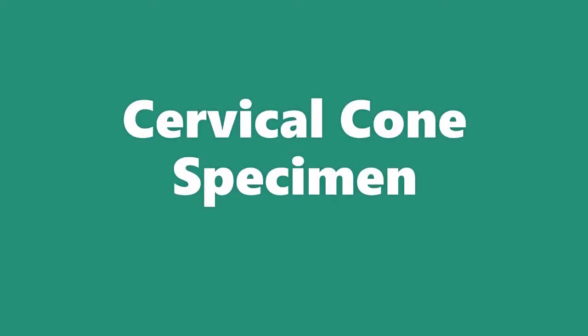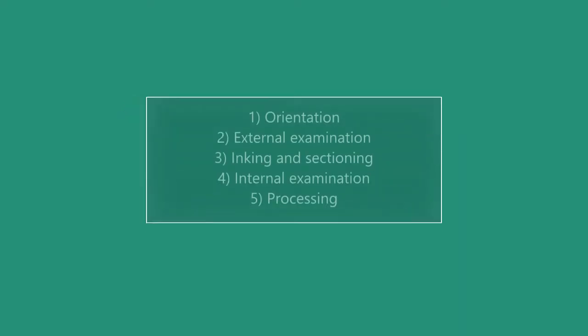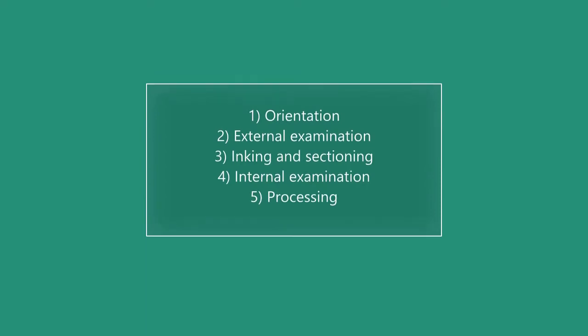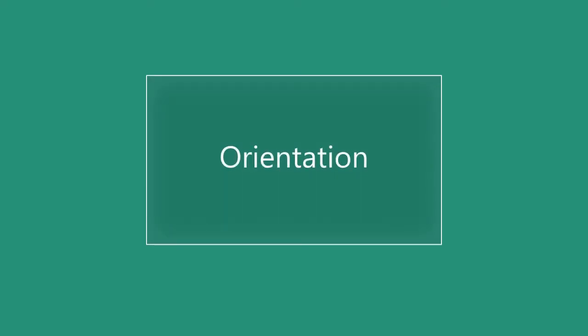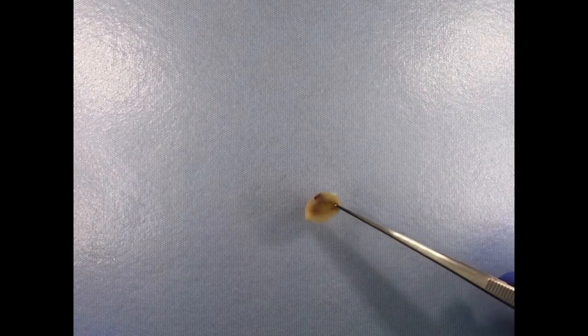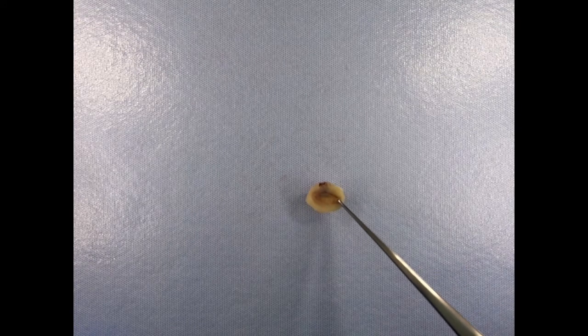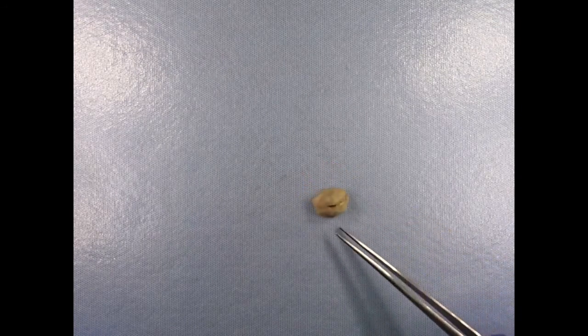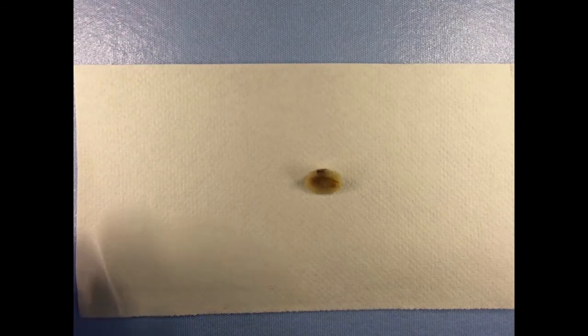This video will illustrate the dissection of a cervical cone specimen. This video will cover orientation, external examination, inking and sectioning, internal examination, and processing. Orientation. Cervical cone specimens are often conical in shape with a central defect representing the external os, an endocervical canal, and an internal os. They may be received oriented or unoriented.